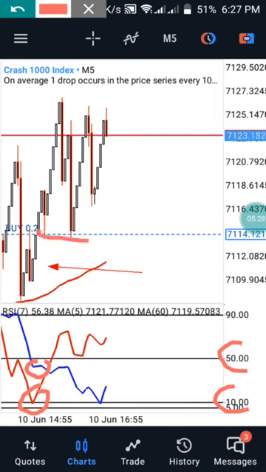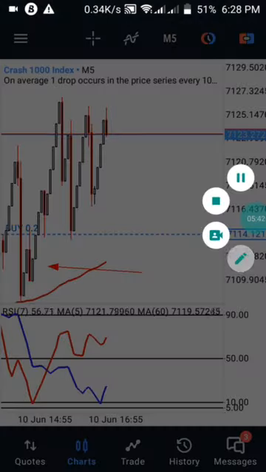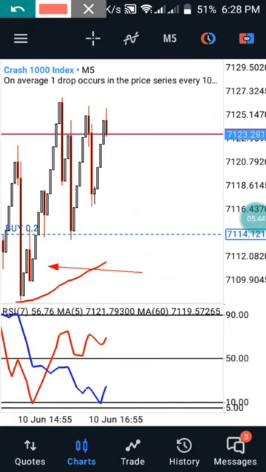You see that it gave me a suitable time to enter this particular trade. I should have entered this trade at this level, this second candle. I should have entered at this second candle, but I waited a little bit so that I could get the full confirmation of everything that happened here, and I entered at this second candle.